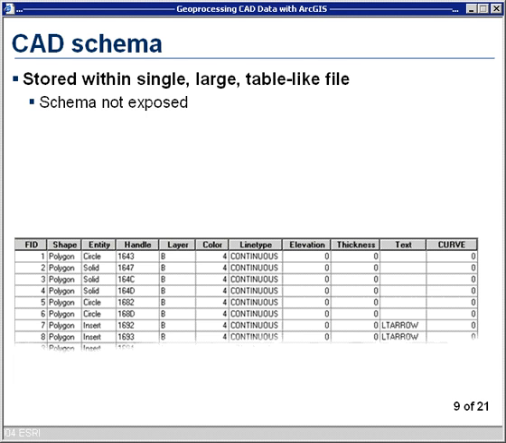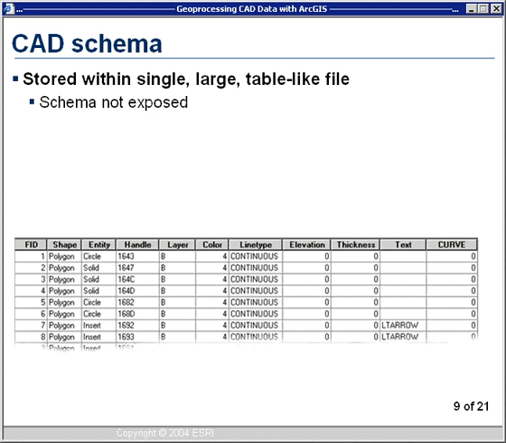Another topic we need to discuss is the nature of CAD schema. CAD drawings store information in a single large table-like file. That's the DWG drawing file. All the information is simply stored in this one file where the schema is not exposed. There's not a way in ArcGIS or in CAD for that matter to really take a look at the nuts and bolts of how that data is structured. In fact, what we're looking at here on this screenshot is a result of the direct read technology, where we've taken that CAD drawing file and tried to expose some of that schema based on ArcGIS.